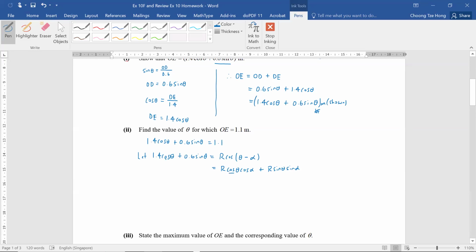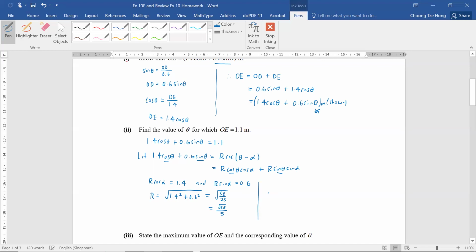Over here you can see cosine theta, cosine theta. So R cosine alpha will be 1.4, and R sine alpha, since this is sine theta, sine theta, will be equal to 0.6. So we can find R by taking 1.4 squared plus 0.6 squared. This should give us square root 58 over 25. Use your calculator to compute it. So it's square root 58, and square root 25 is 5.